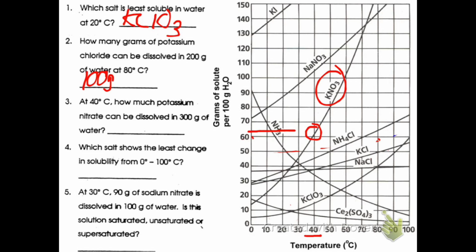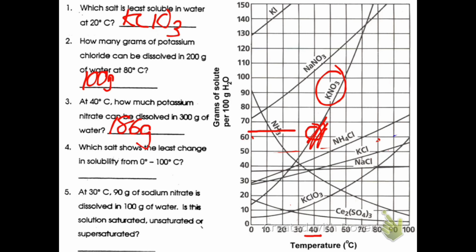That can be dissolved in 300 grams. So I want to take 62 times 3, which is 186. So I can dissolve 186 grams in 300 grams of water at 40 degrees. Be careful, because your graph is pretty much always going to be in either 100 grams of water or 100 milliliters of water. So if you want some multiple of that, you're going to want to go back and multiply. That's what we've done.